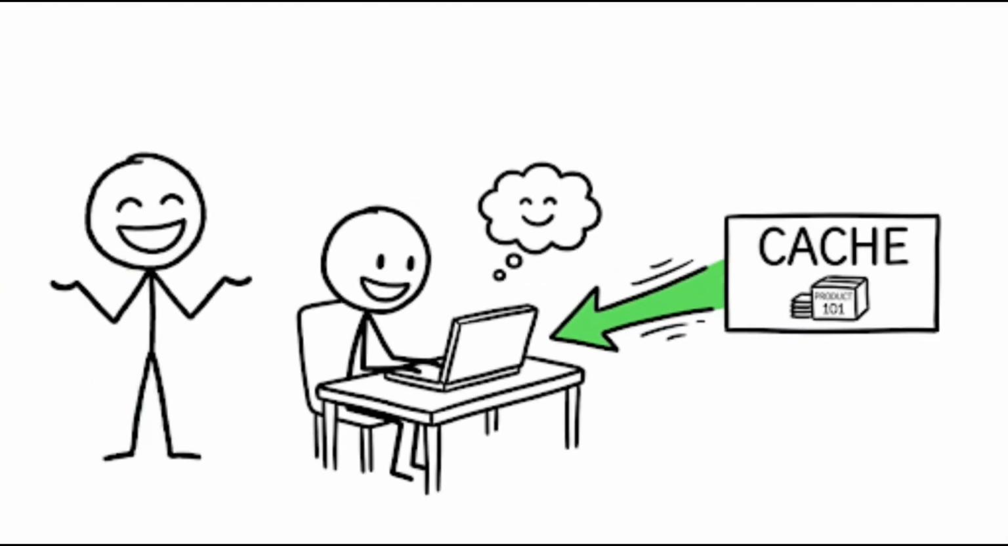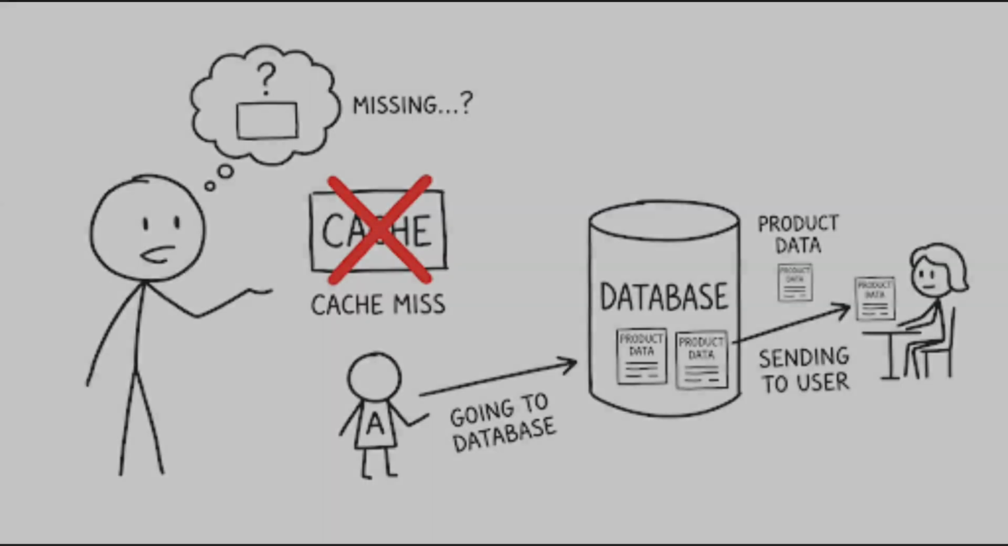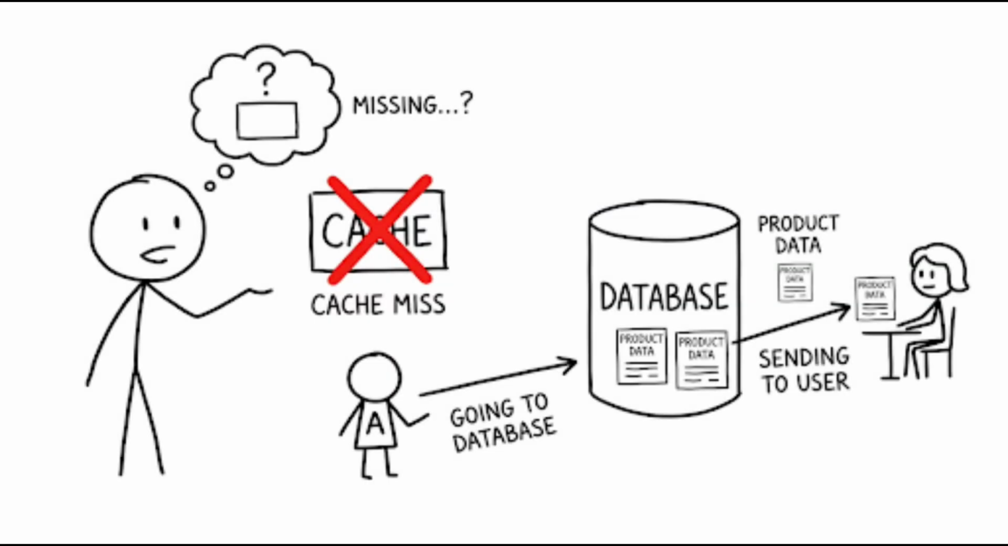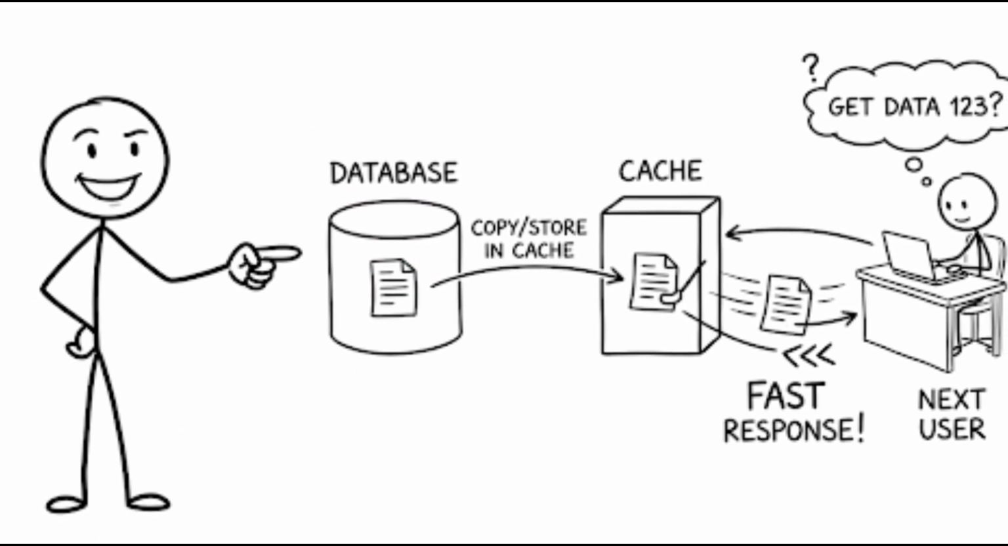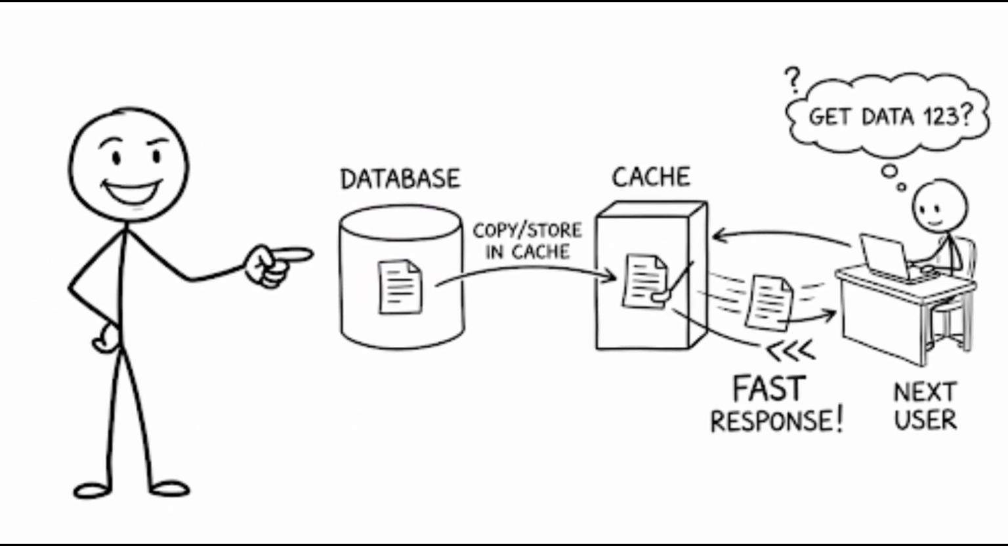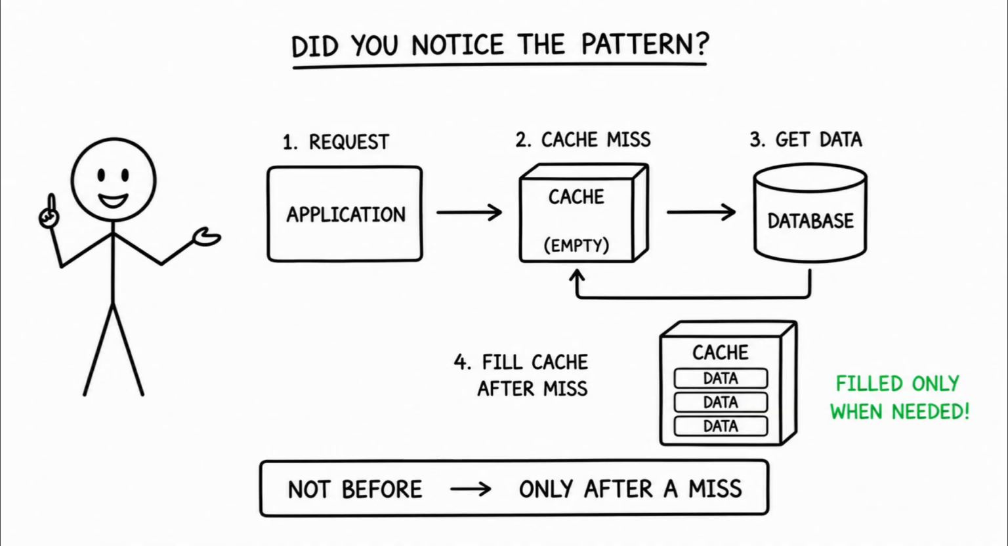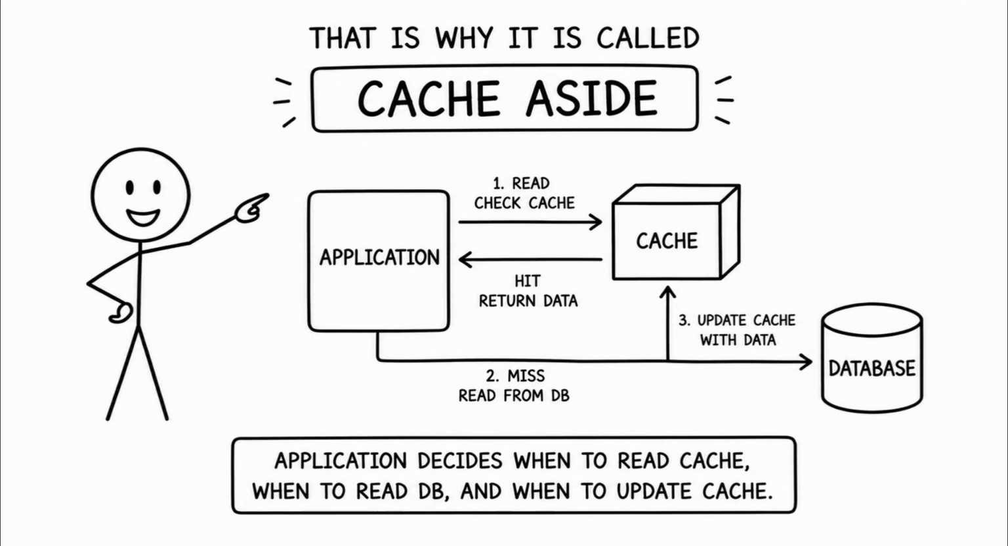Return instantly. Fast response. But if data is missing, now the app goes to the database, gets the real data, sends it to the user, and then stores that same result in cache. So next request becomes faster. Did you notice the pattern? Cache is filled only when needed, not before. Only after a miss. That is why it is called cache aside. The application itself decides when to read cache, when to read DB, and when to update cache.